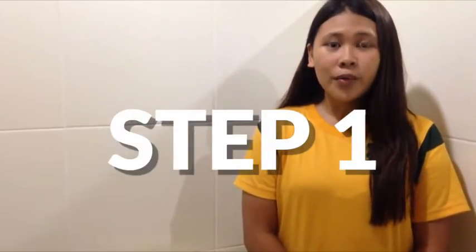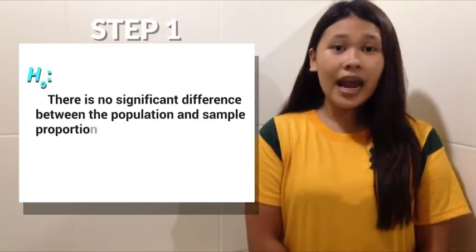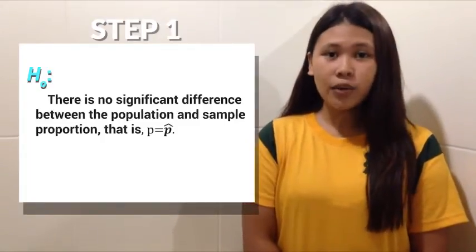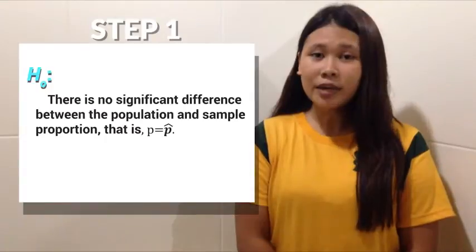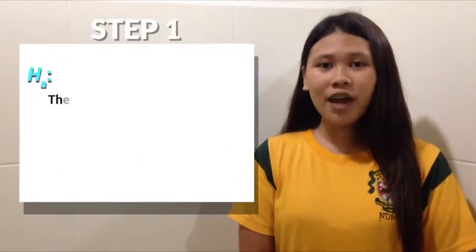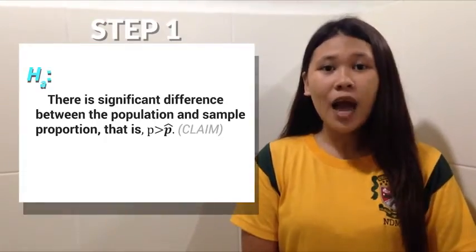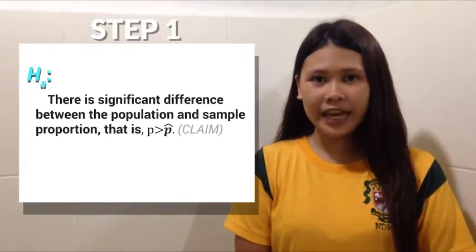We have our first problem. To come up with the correct answer and correct conclusion, let us follow our step-by-step process. For our first step, we will determine our null hypothesis and alternative hypothesis. According to the problem, our null hypothesis is there is no significant difference between the population and the sample proportion, and that is p equals p hat. Now we will determine our alternative hypothesis, which contradicts our null hypothesis. So our alternative hypothesis is the population proportion is higher than the sample proportion, and that is p is greater than p hat, and that is our claim.